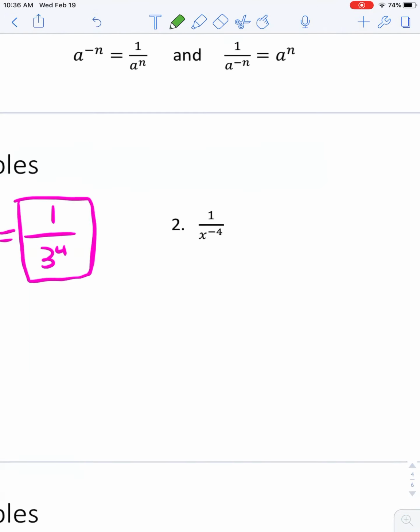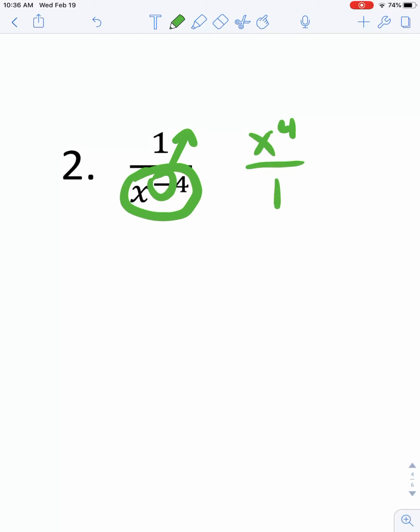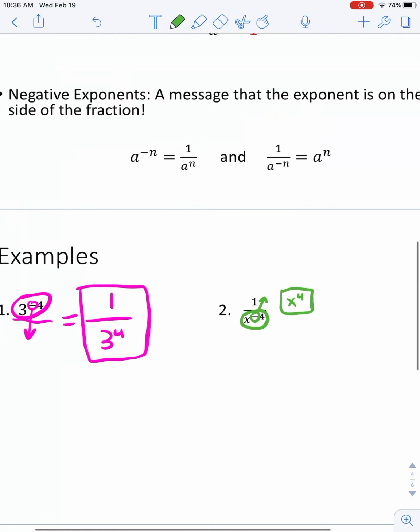Second problem. Uh-oh. Negative exponent means wrong side of the fraction. So I'm going to move this up, but that means I'm moving all of x to the 4th to the top. Now, the bottom's never really empty, so there's a 1 there, but we don't need to show dividing by 1. That doesn't do anything. So I'm just going to say x to the 4th.